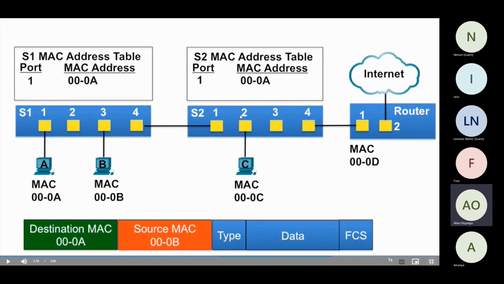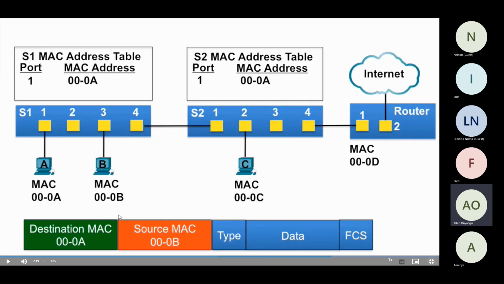Even if there were 1,000 switches connected to S2, all of them would receive the frame because the switch is a broadcasting device. The only device that does not broadcast traffic is the router. So S2 will receive the frame and examine the source MAC address. It's not in the table, so it will store it there. And then it examines the destination MAC address. It's not in its table, so it will forward it to PCC and also to the router.